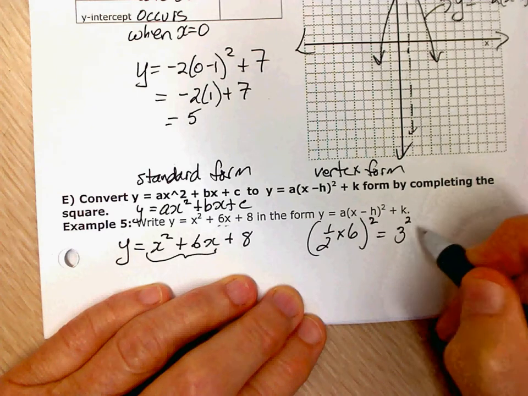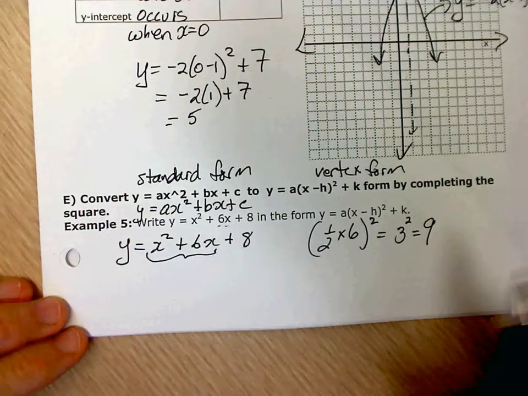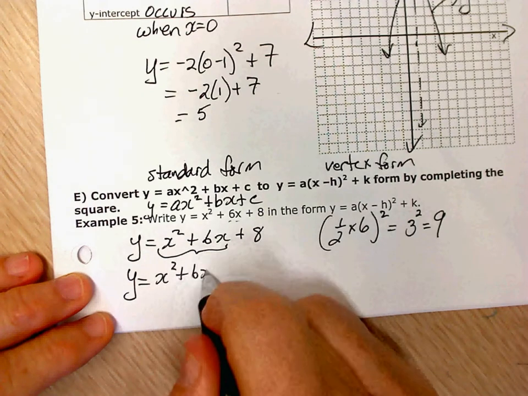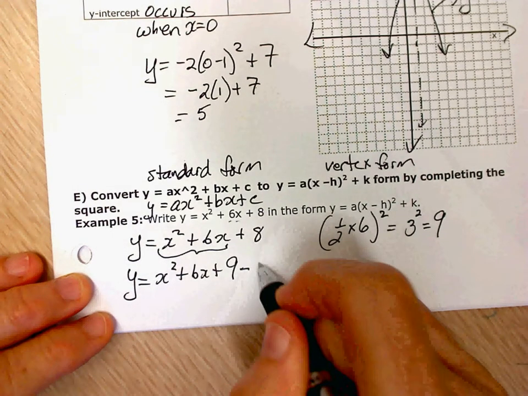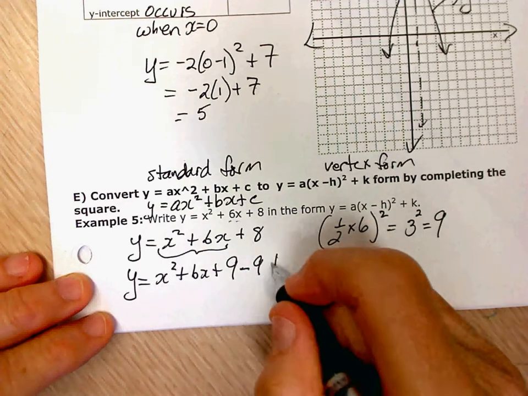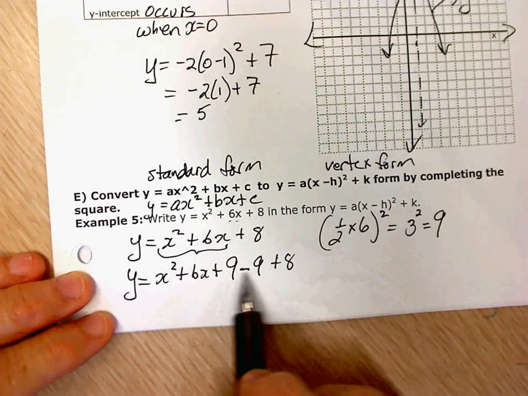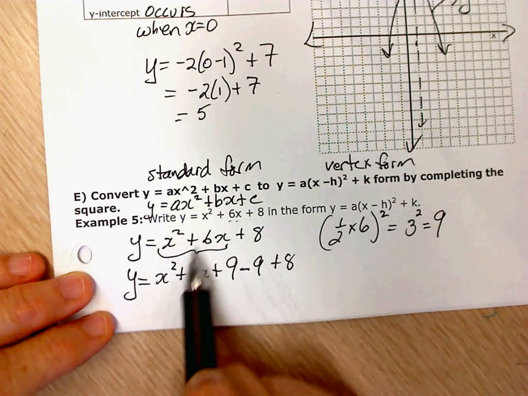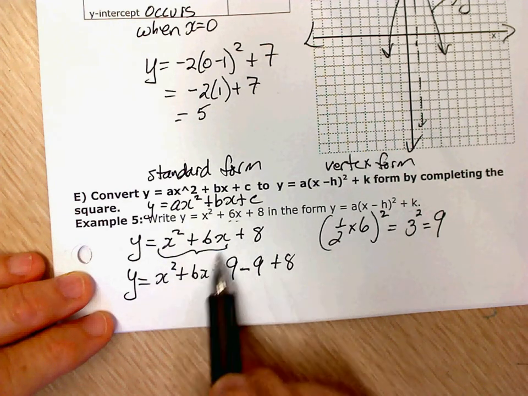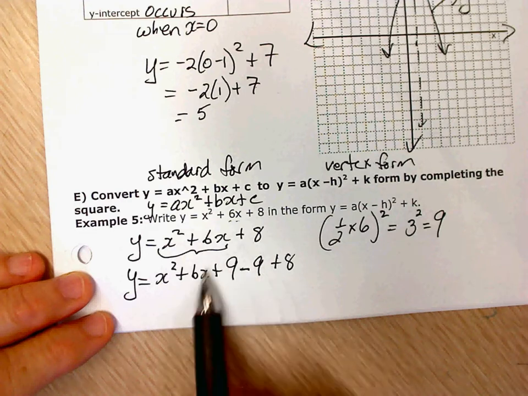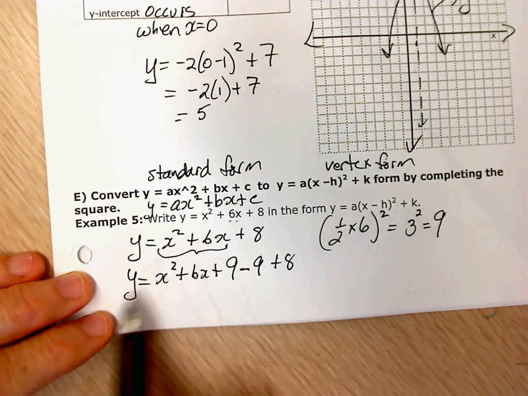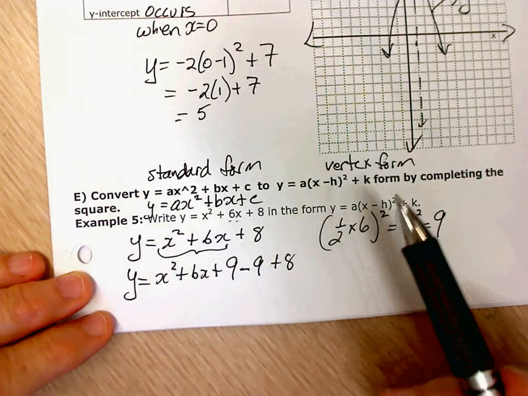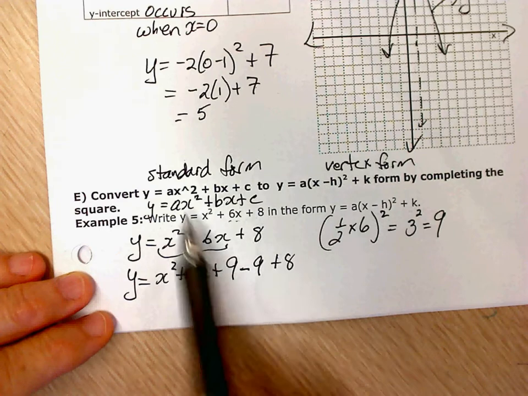So we're going to add 9 and subtract 9, and we can't forget the plus 8. By adding and subtracting, we're adding 0, so in effect we're changing the look of the equation, but we're not changing the x and y values. And we're not changing the shape of this graph. The shape of this graph will be equal to the shape of this graph because we're just adding 0.